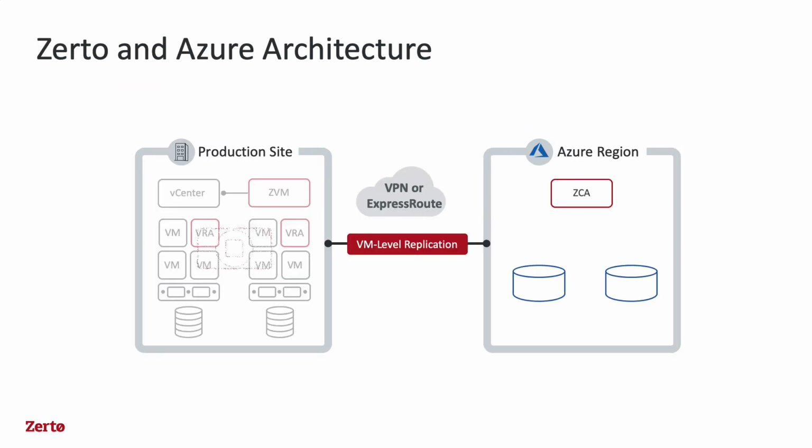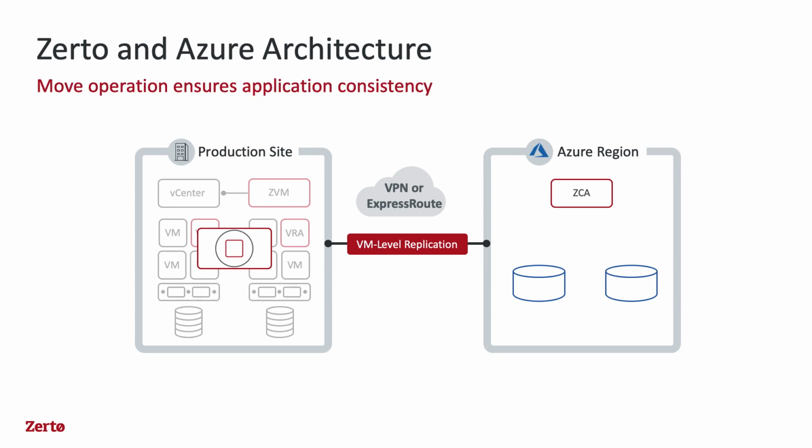If you have a disruption in your production environment and need to fail over to your recovery site, there is one important difference with replicating from Azure compared to replicating from on-premises. To ensure application consistency, we recommend using the move operation in the event of a disruption. This is because the move operation allows Zerto to take a final checkpoint after we turn off the applications. Since the failover operation does not include this checkpoint, Zerto cannot ensure application consistency with this operation when replicating from Azure.